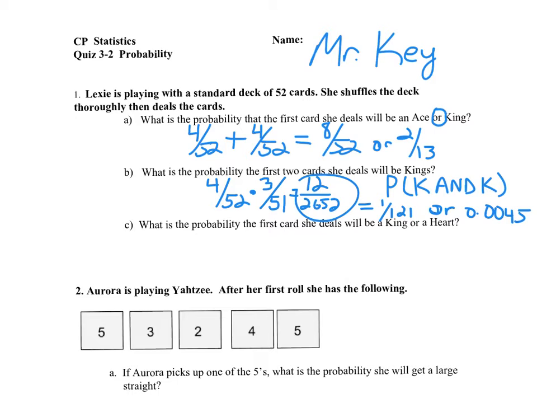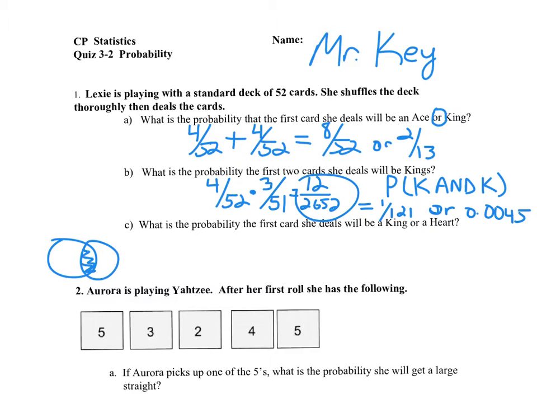Okay, next one. What is the probability the first card she deals will be a king or a heart? So once again, you see the word "or," and you're thinking a greater probability of a king or a heart. However, these are not independent events. In other words, they're not mutually exclusive events. So it is possible to get a king and a heart simultaneously. So think of that overlap in the Venn diagram.